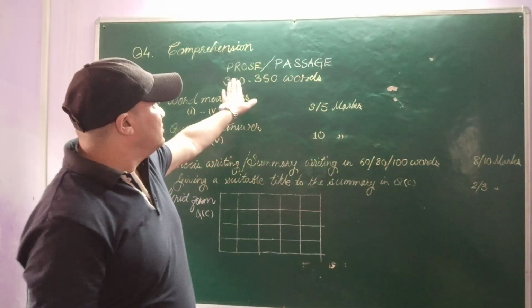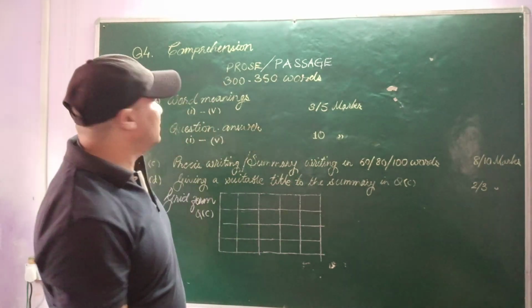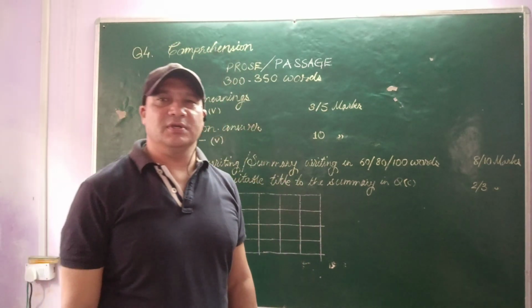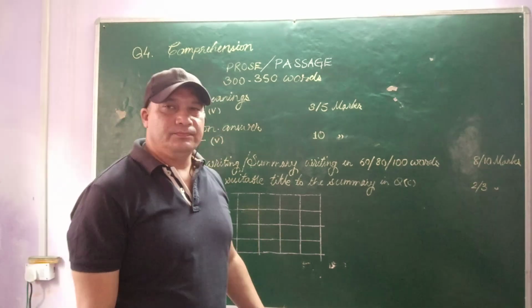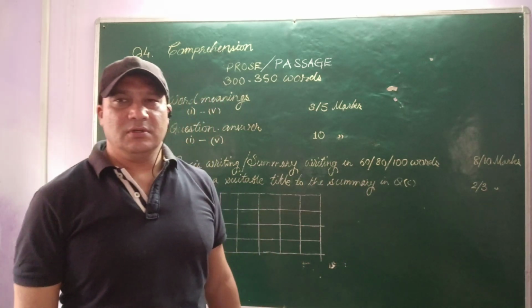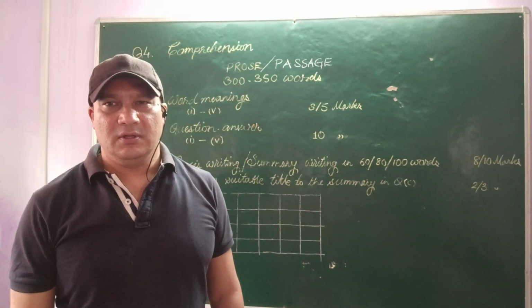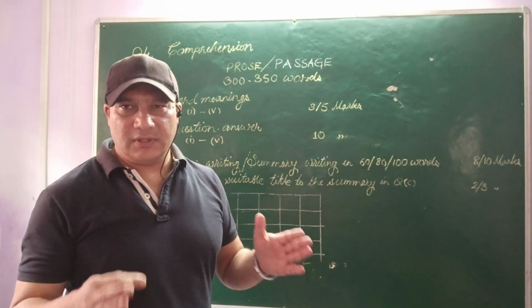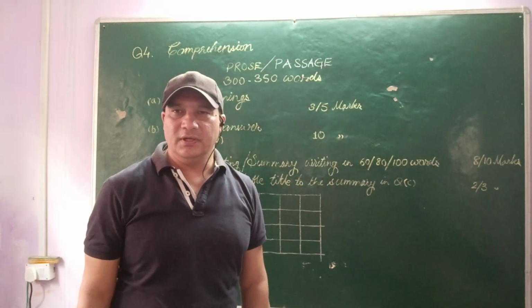Okay, so take a note that this question number 4 in your language paper, which is a question on comprehension, which means understanding, will be from the unused prescribed book in your class. That means it is not from the textbook that you are using in the class. It is from an outside book, right?